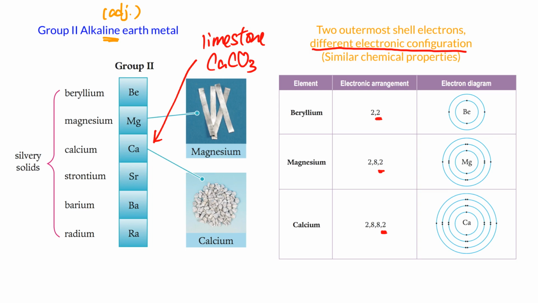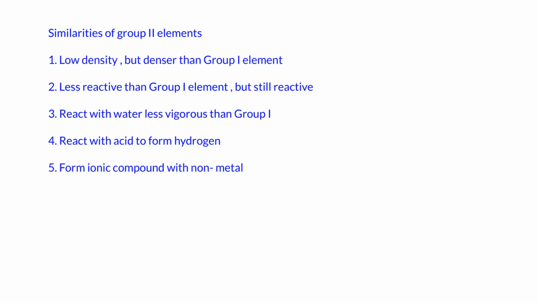So we can only say that they have similar chemical properties, and also because they have a different number of outermost shell electrons compared to the alkali metals, they have different reactions compared with the alkali metals. For the similarities of group 2 elements, they also have low density, but group 2 elements are denser than the group 1 elements. They are denser than water.